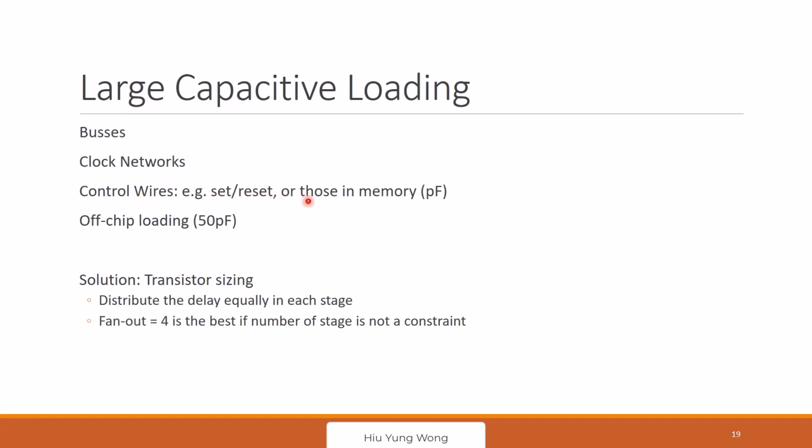Control wires, set and reset, because you have the one set connected to many memories at the same time. So how do you size the transistor? We know that already. First, distribute the delay equally in each stage. If it is a buffer, we make Fi equal to a constant, remember? And fan-out equal to 4 is the best. We already learned that before.